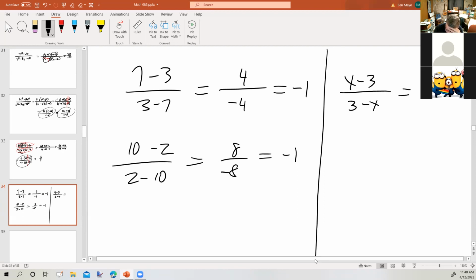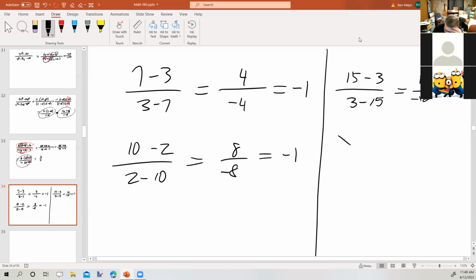Let's see. What's x minus 3 over 3 minus x? -3x. No, that would be... Okay, we're not ready yet. Let's back up. What's 15 minus 3 over 3 minus 15? What's 15 minus 3? 12. What's 3 minus 15? -12. What's 12 divided by -12? -1. Are you seeing a pattern?